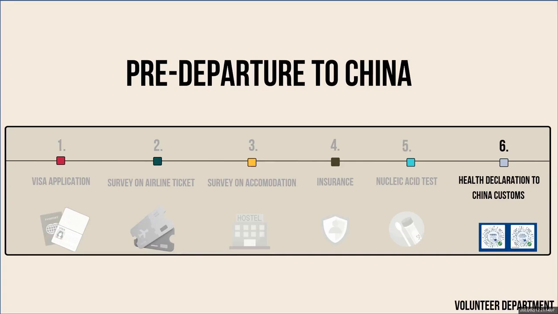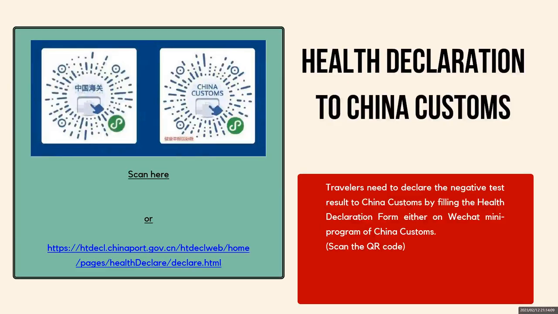And number six is health declaration to China Customs. Health declaration to China Customs is something that's mandatory to do before you come to China or even before you board your flight. Basically, it's just a simple health declaration to the government or the embassy to show that you're eligible for the flight.